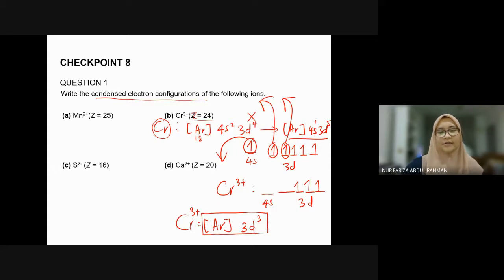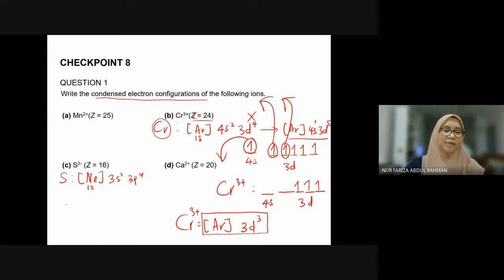Okay, right. So sulfur. Initially the atom would be sulfur, atom Z is equal to 16. So we have neon, which has 10 electrons, so next would be 3s2 3p4. Okay, 3s2 3p4.